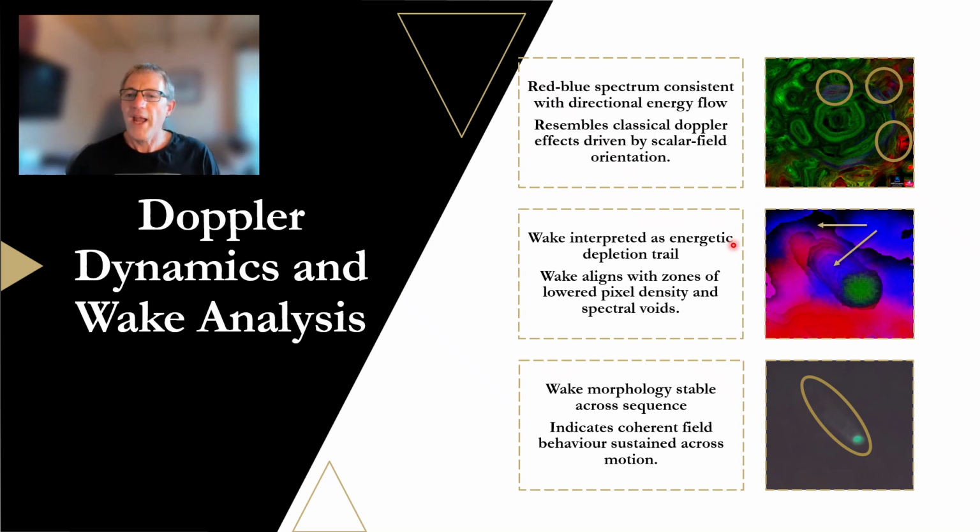In terms of weight, we've got this depletion trail behind. It aligns with zones of lowered pixel density and spectral voids. So you've got a void space here, which sort of correlates with the previous image where we've got this depleted energy zone in the lattice or substrate of space itself. And down here we've got this weight morphology that we've analysed this from, or taken the original frame from, and this indicates some sort of coherent field behaviours that's sustained across the motion of the object as it moves through the sky.